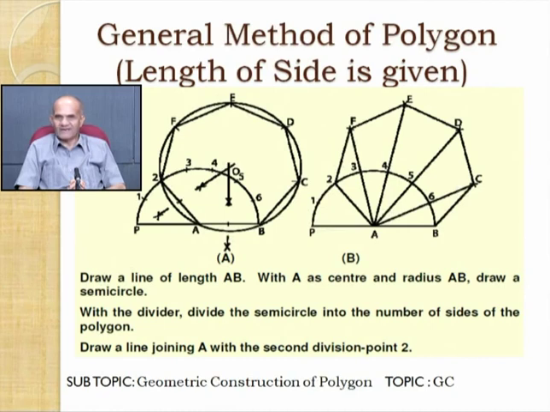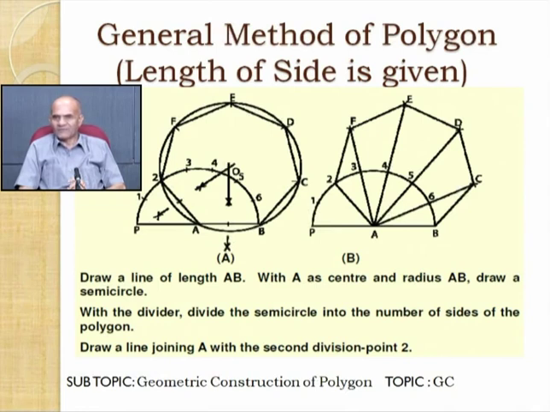Then join A with point 2. Then again here you join A with 6 and draw, taking center B, an arc equal to line AB that will cut the extension of line A6 at point C. Now taking center C and the extended line A5, you draw an arc of the same radius that will give you the point D. In the same way, you extend the line A4 and with center D, you draw the arc with the same radius that will give you the point E. And again, you extend the line A3 and with center E, you draw an arc of the same radius that will give you the point F.